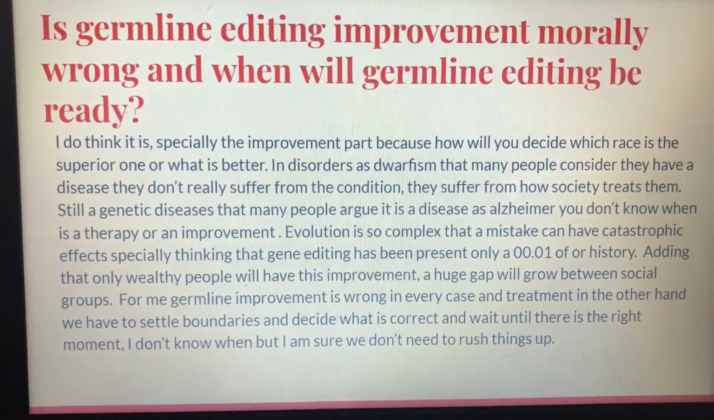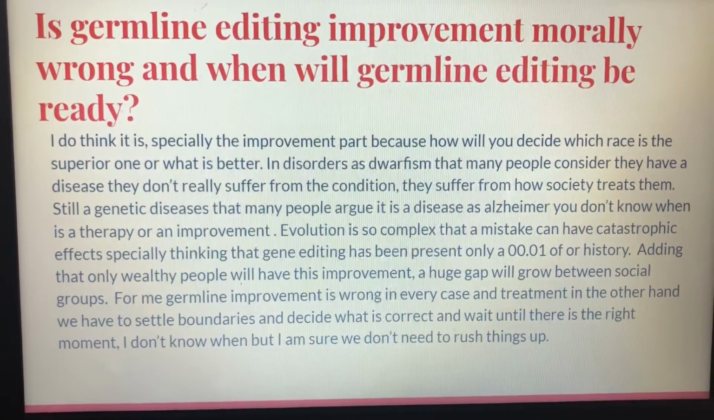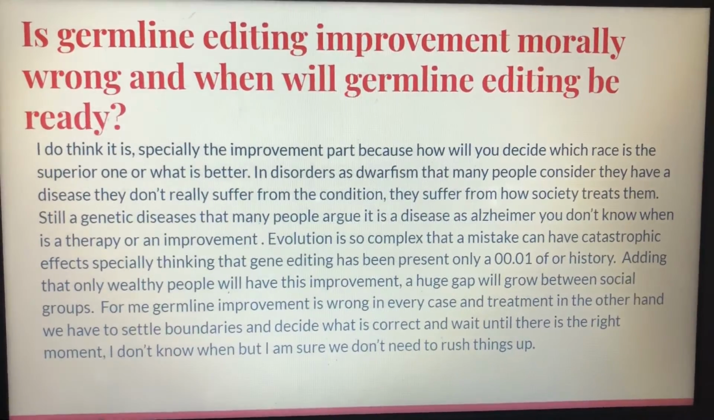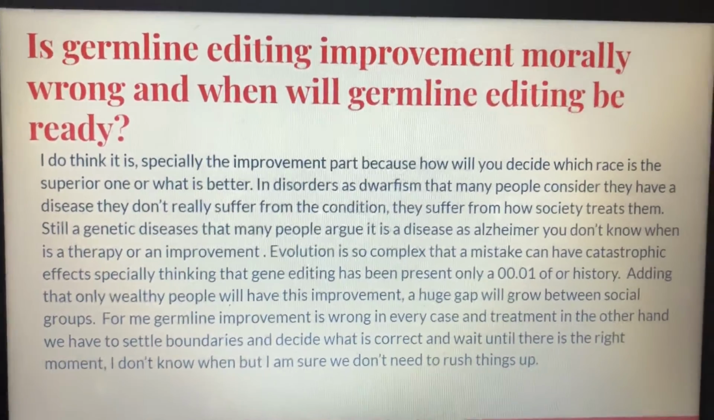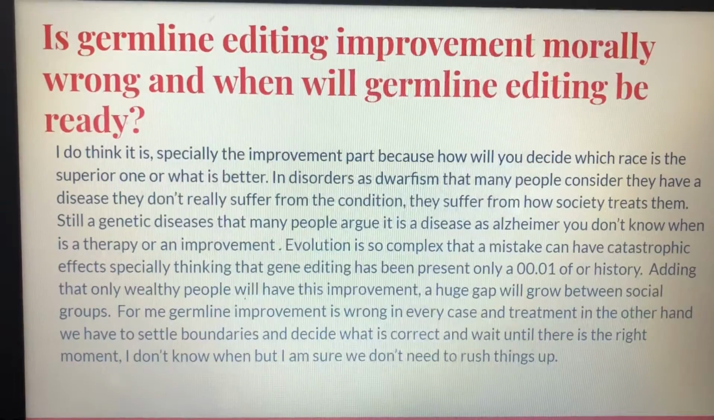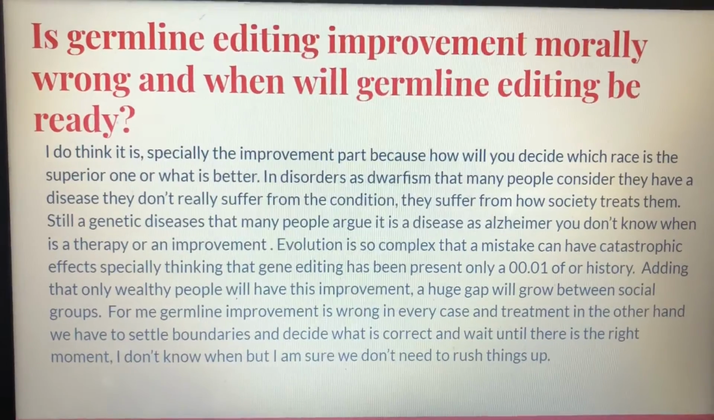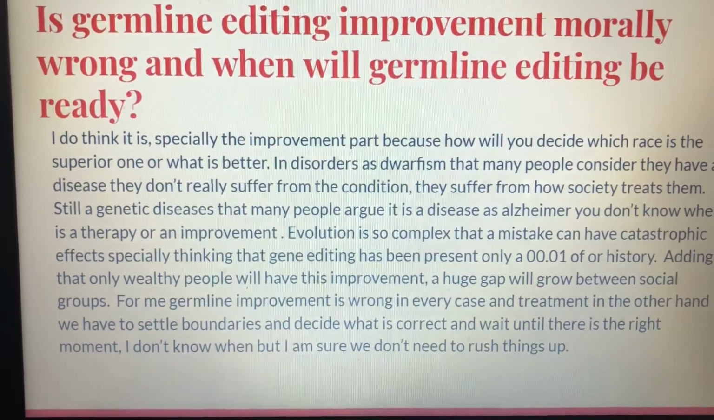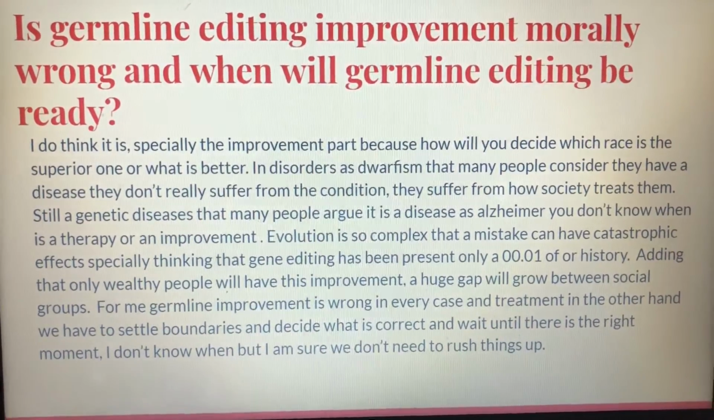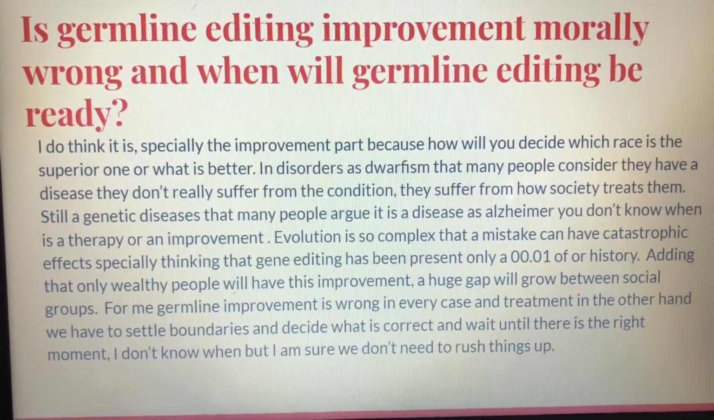I think that only wealthy people will have this improvement. And yes, although CRISPR has lowered the prices radically, it has to lower them even more. A huge gap will grow between social groups. For me, germline improvement is wrong in every case, and for treatment, on the other hand, we have to set up boundaries, decide what is correct, and wait until there is the right moment. I don't know when, but I'm sure we don't need to rush things.